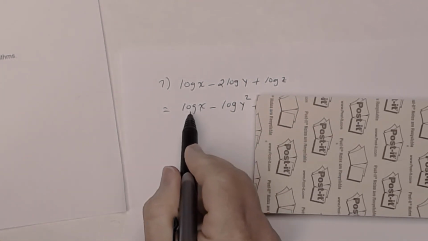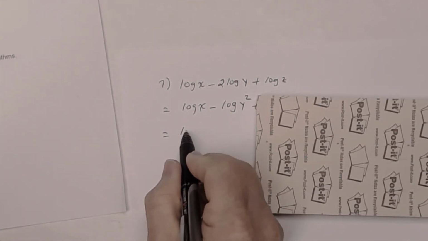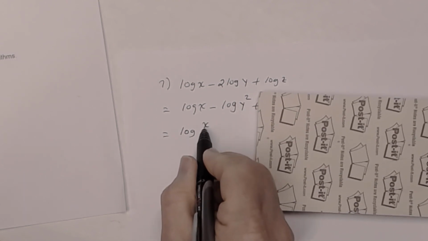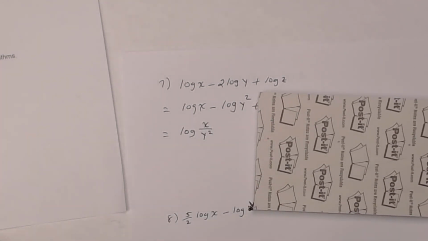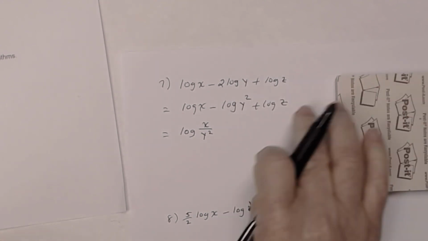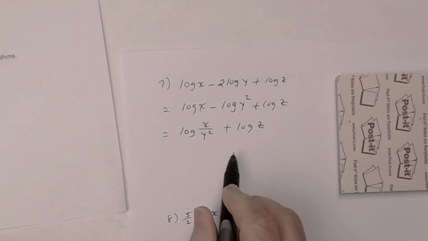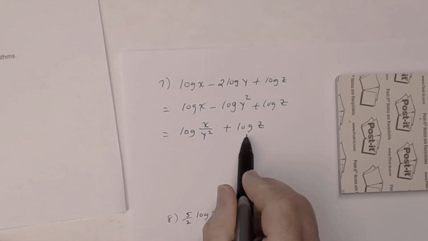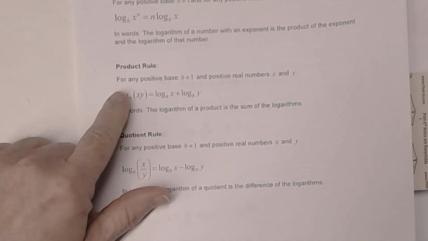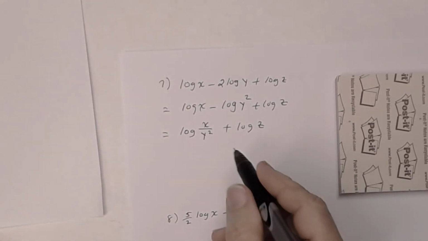So that's going to be a quotient rule. So as a single logarithm, that's going to be the log of x divided by y squared, right? Okay, now let's write this one over. So plus the log of z. And now I have the sum of two logs. So the sum of two logs is the product. We use a product rule.